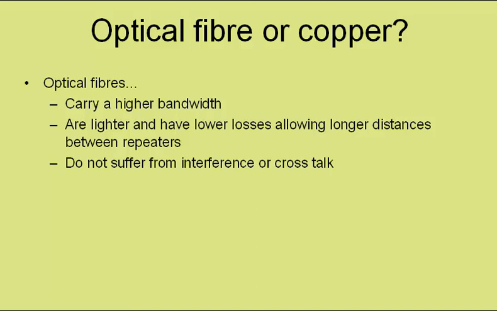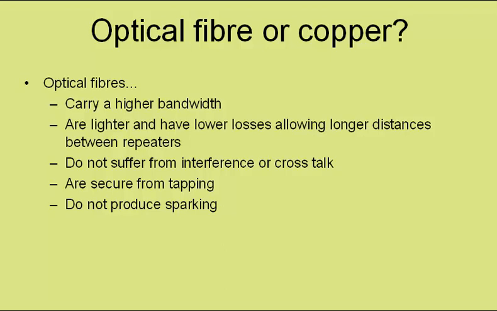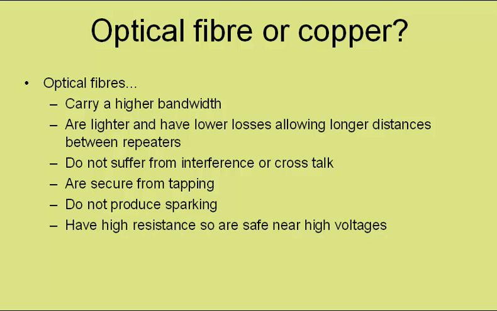They don't suffer from interference or crosstalk. They're secure from tapping. You'd need to actually break into the cable to tap the signal. With a copper cable, you can place something around the outside which senses the changing magnetic field due to the electrical current. They don't produce any sparking, so are safe in flammable explosive areas. And they have a very high resistance, so they're safe to be used near high voltages.